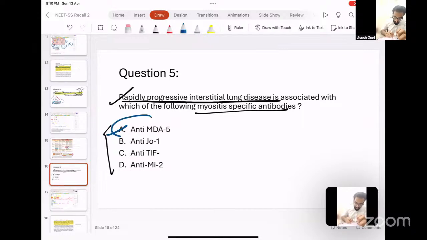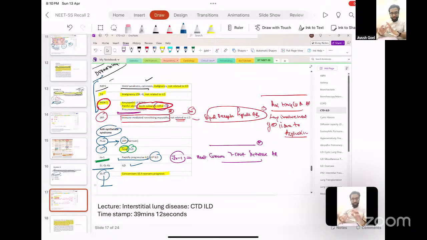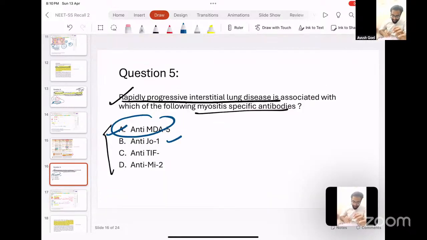If you look at the other options, anti-Jo1 is associated with anti-synthetase syndrome and can also have an ILD, but anti-MDA5 usually has a more rapidly progressive ILD. When we talk about anti-TIF, TIF is associated only with dermatomyositis. It is not associated with ILD. And the same for Mi2, again associated with myositis, but not associated with ILD.